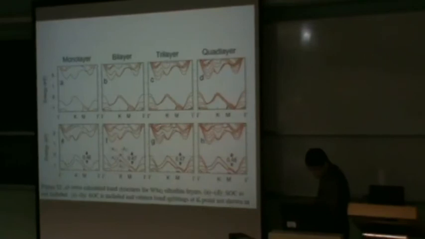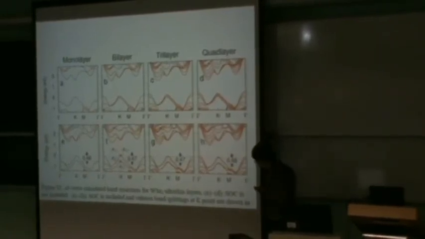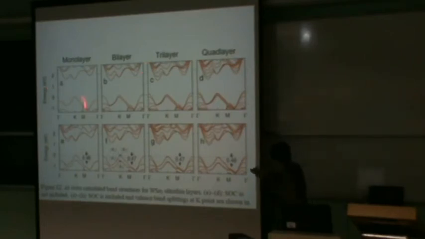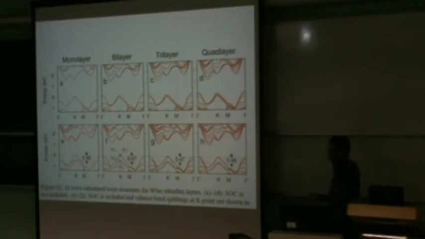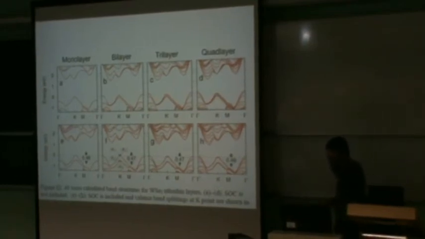Well, to answer the question, Dr. Yao did some calculations. Here, the last one is the band calculation result considering the band coupling. You can see this. At one layer, there is no splitting. Two layers, the valence band must split into two. Three layers, split into three. Four layers, split into four. The splitting height is not consistent.